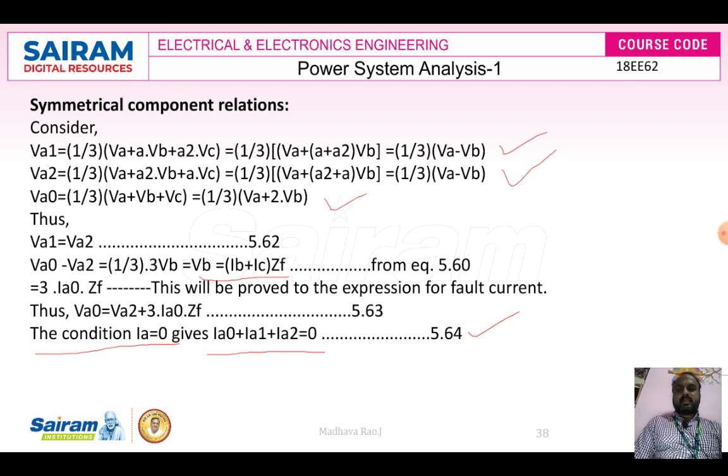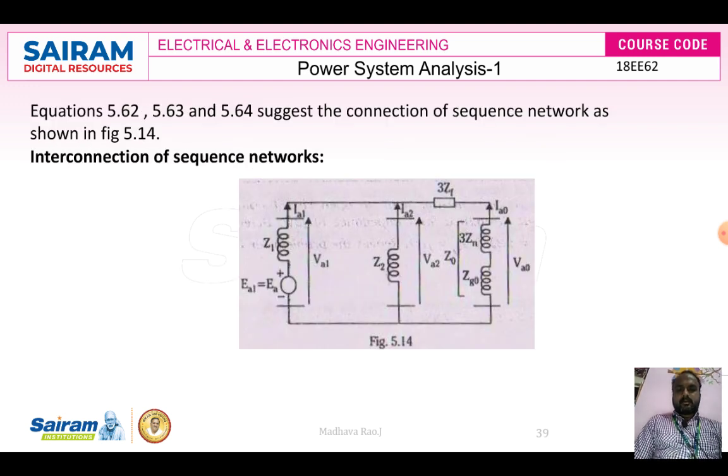And we will move to the sequence networks. In this case all three impedances, positive, negative and zero sequence impedance, will be connected in parallel. You can see in this diagram Z1, Z2, Z0 are connected in parallel, right.